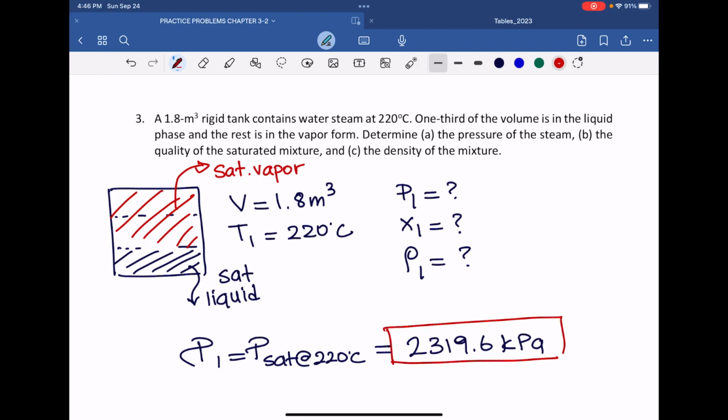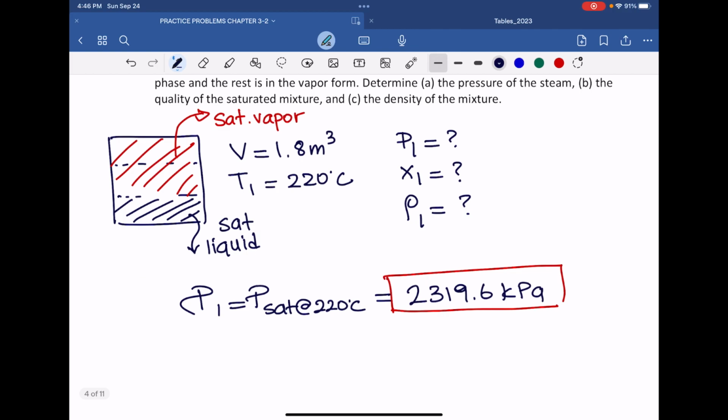Now next they're asking us to find quality. Well, if they are giving you the ratios of the saturated vapor and liquid, it will help you in your calculation for the quality. In fact, if you know another way besides using specific properties, another way to calculate quality is if you know the mass of the vapor, you can divide it by the mass of total, right?